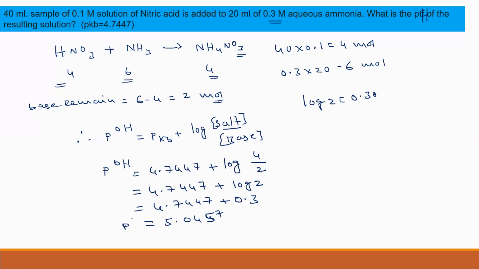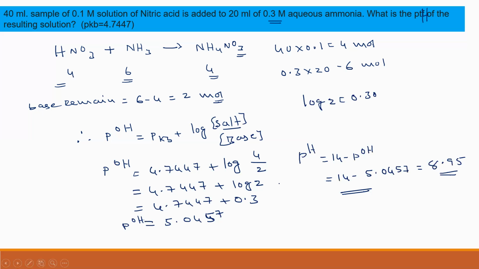Okay, so this is the value of pOH. Then what is the value of pH? So the value of pH is equal to 14 minus pOH. So this is nothing but 14 minus 5.0457, which is equal to 8.95. So the pH of the resulting solution is this one.